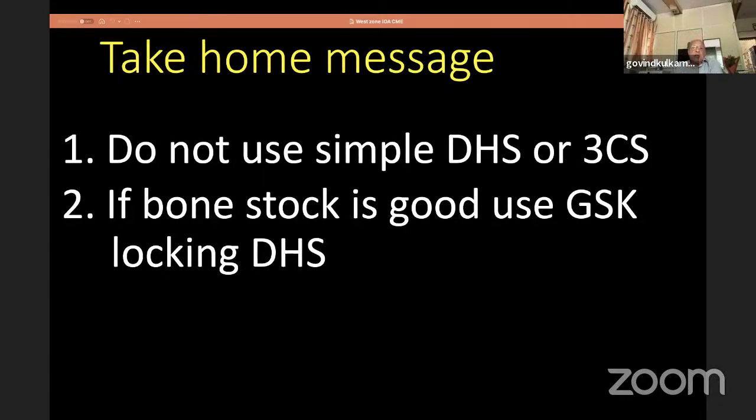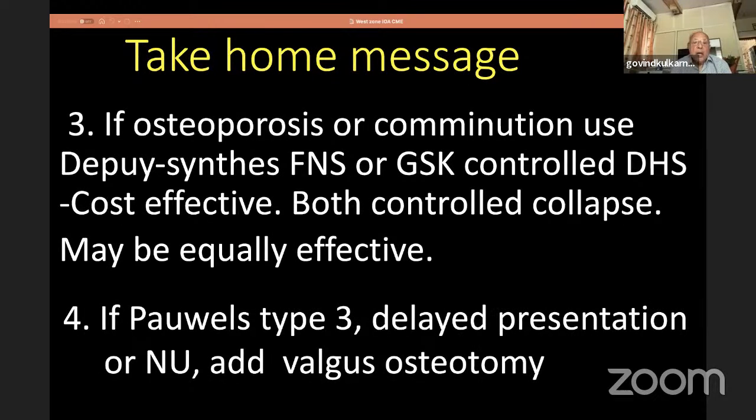Now, the take-home message is that biology and biomechanics are equally important. So we feel that we should not use simple DHS and 3 cancellous screws. If bone stock is good, you may use a GSK locking DHS or a proximal femoral locking plate. If osteoporosis or comminution, use the DePuy Synthes FNS or GSK controlled DHS. Our system is cost effective.